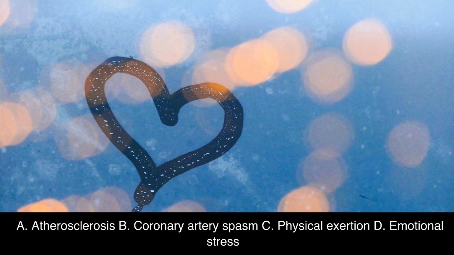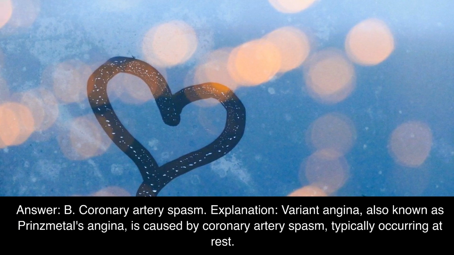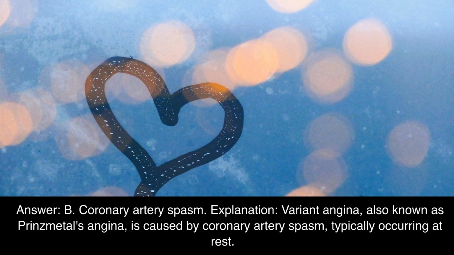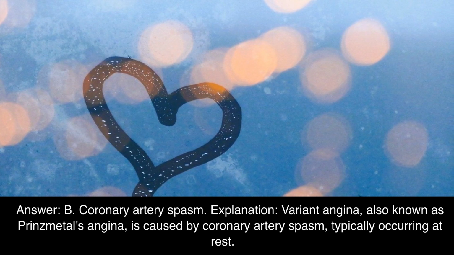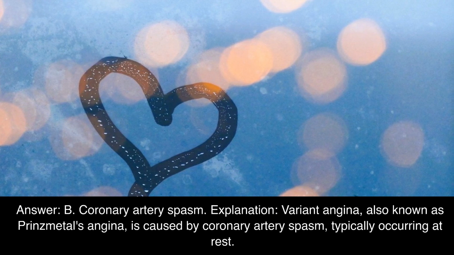Question 17. What is the most common cause of variant, Prinzmetal's, angina? A. Atherosclerosis. B. Coronary artery spasm. C. Physical exertion. D. Emotional stress. Answer: B. Coronary artery spasm. Explanation: Variant angina, also known as Prinzmetal's angina, is caused by coronary artery spasm, typically occurring at rest.